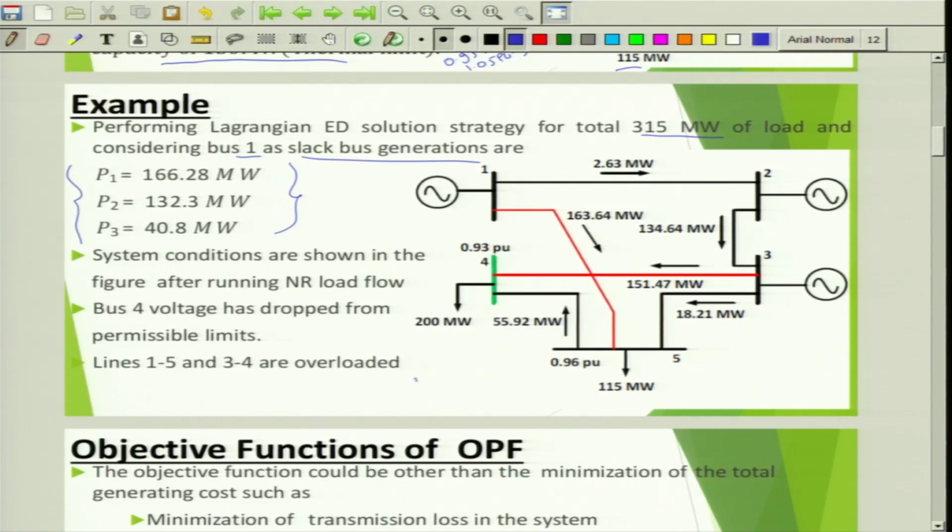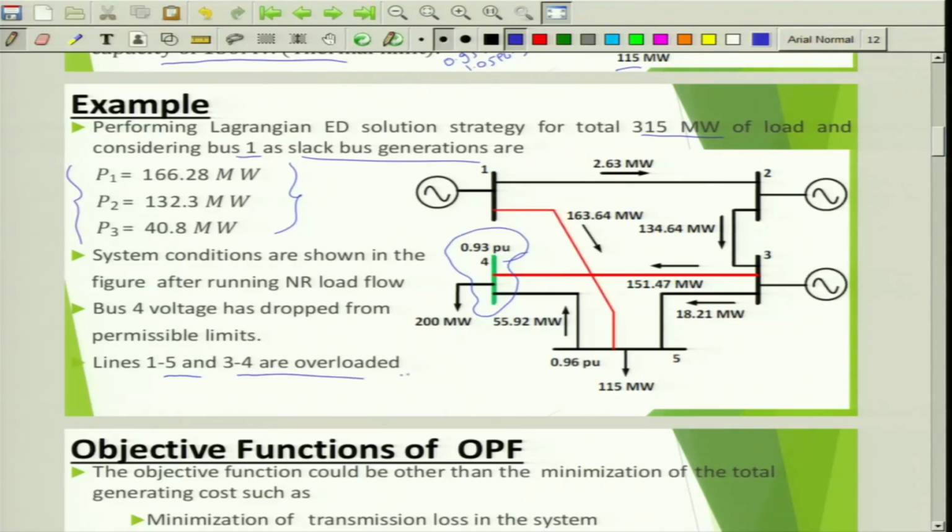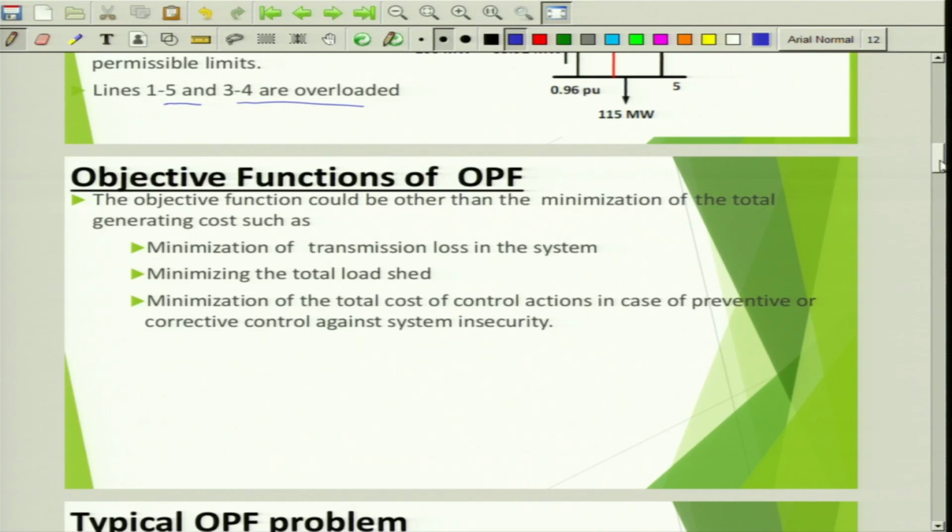What is happening? You can see here at bus number 4, there is a voltage violation. The maximum voltage violation allowed is plus or minus 5%, but here it is more than plus or minus 5%. Lines 1 to 5 and 3 to 4 are overloaded. 150 megawatt is the capacity, and you can see here this is 163 megawatt, and the line between 3 to 4 is also overloaded. That means using the Lagrangian multiplier you can find the economic dispatch solution, but the problem is that network violations may happen.